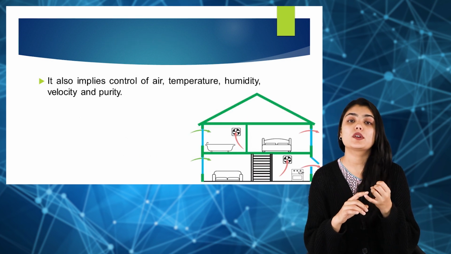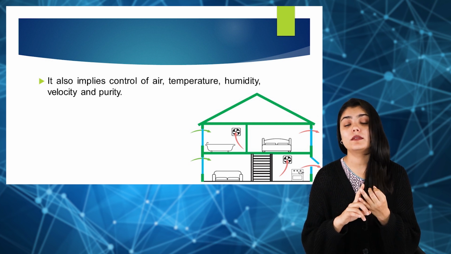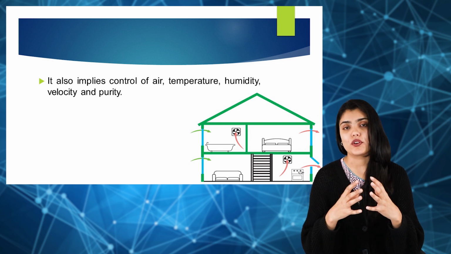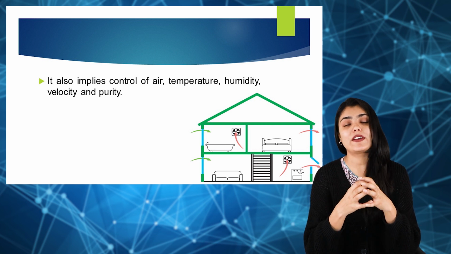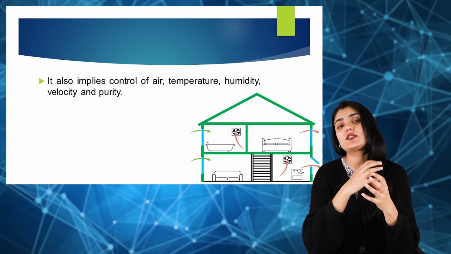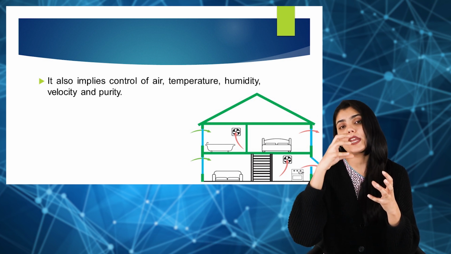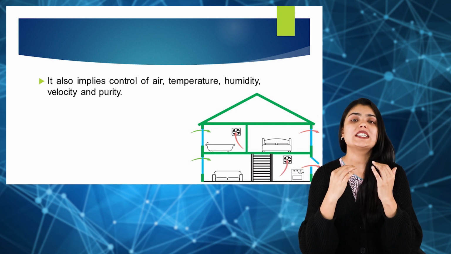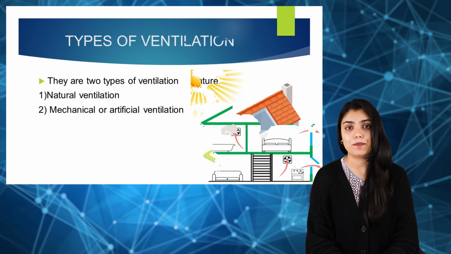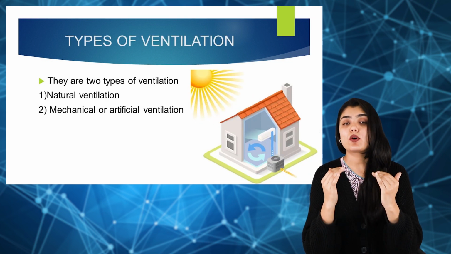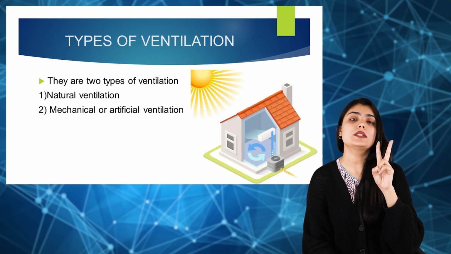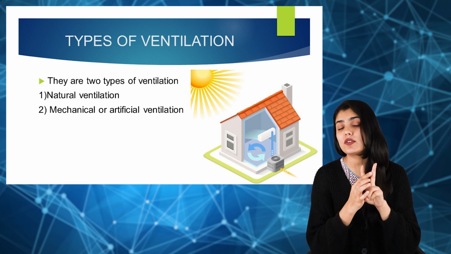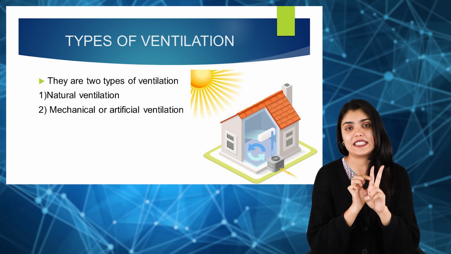Ventilation also implies control of air temperature, velocity, and purity. It is with the help of ventilation only that the stagnant or vitiated air indoors is exchanged with fresh air from the outside. Therefore, ventilation is very much necessary. Let us now see what the types of ventilation are. We have basically two types of ventilation: natural ventilation and artificial ventilation.